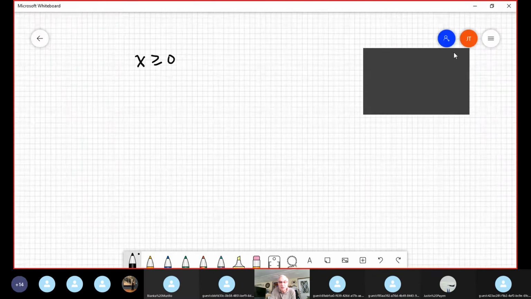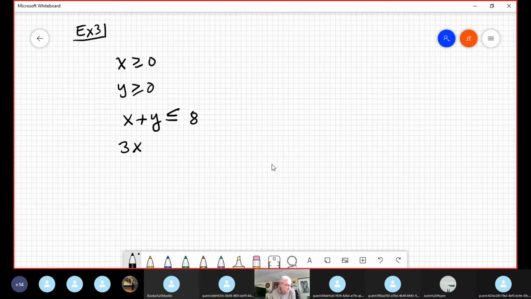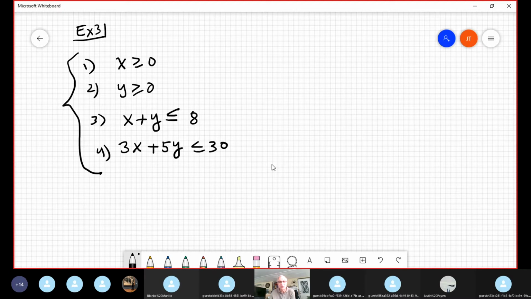Okay, I try to bring another theoretical example, number 3. We have several inequalities. Wow. y greater than or equal to 0. x plus y less than or equal to 8, sorry. And 3x plus 5y less than or equal to 30. We have 4 inequalities together forming an entire system of inequalities in 2 dimensions.